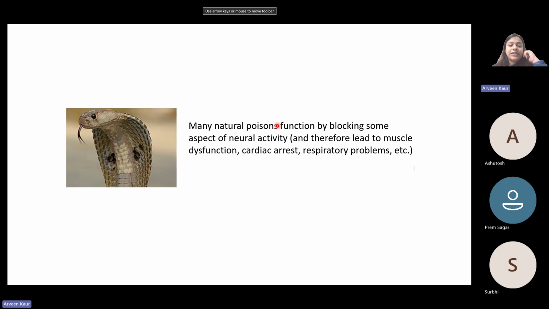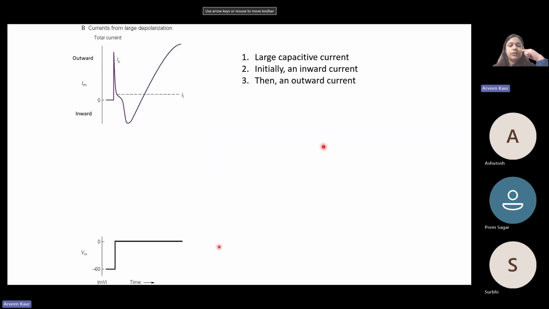Then there are many natural poisons which function by blocking some aspect of the neural activity, and therefore lead to muscle dysfunction or cardiac arrest or respiratory problems, right? So it is generally because of these conduction issues that they do this, right?